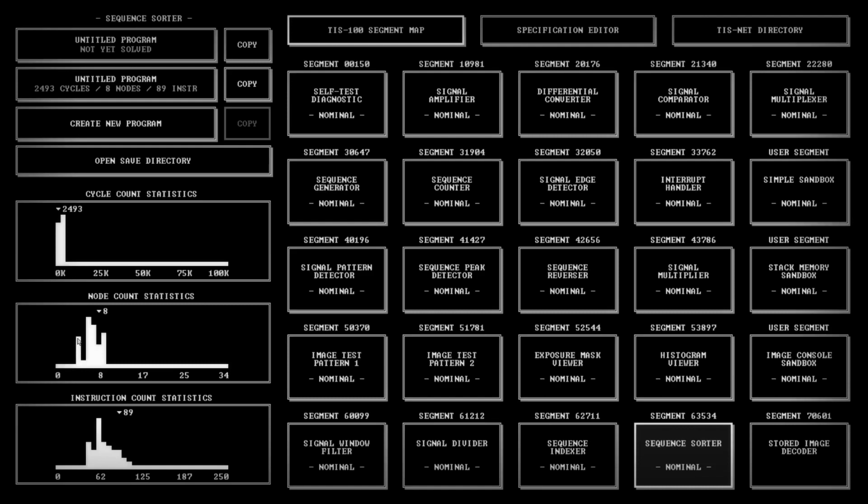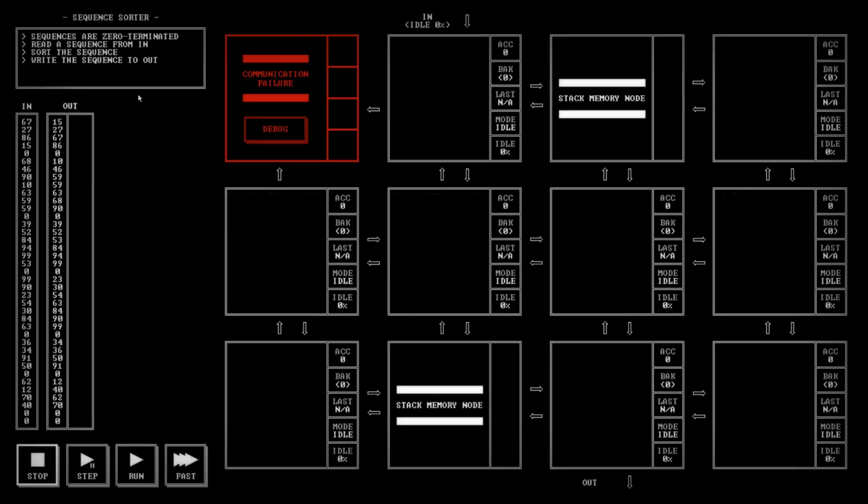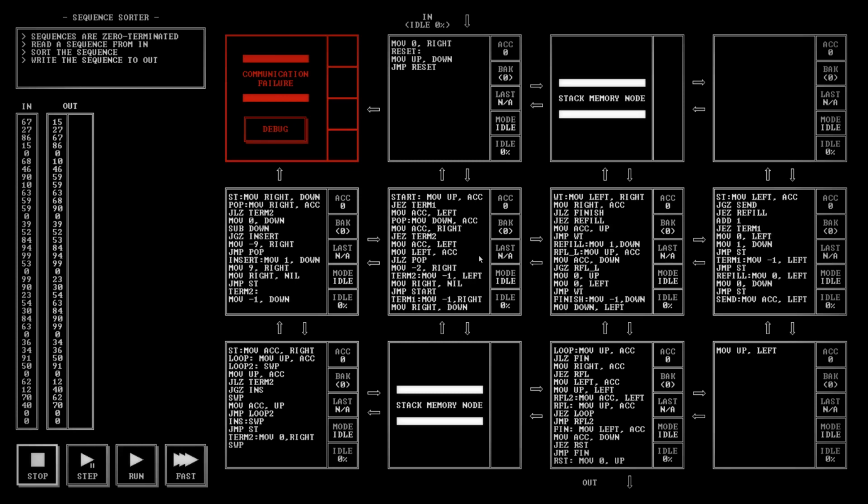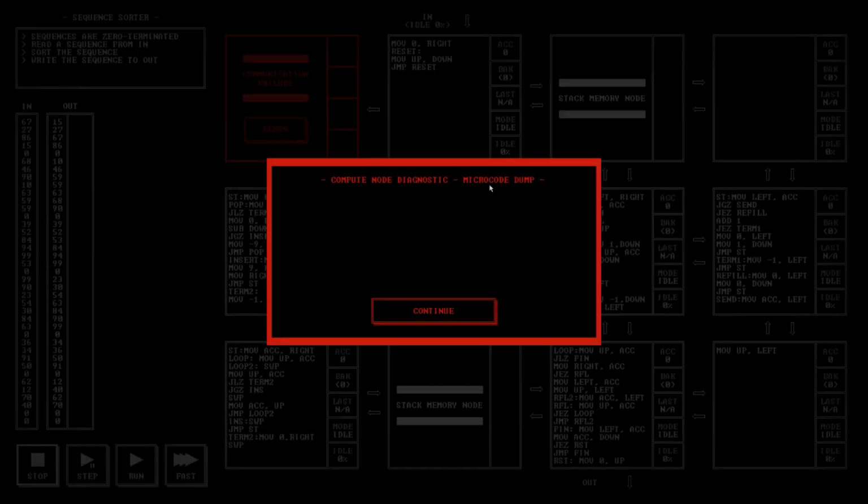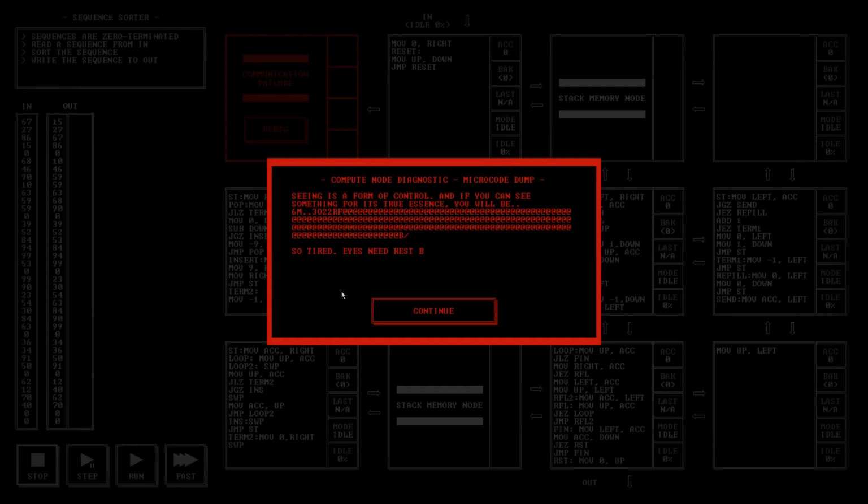Wow, somebody has a 6 nodes, or however many nodes, 8, 7, 6, 5, 4 node solution? I have a hard time imagining this. I would love to see what this solution looks like. Instruction count was very high, yes, because I used a lot of instructions. So this is apparently a very notorious puzzle. This is what Randy's debug message says, by the way, in case you want to see it.